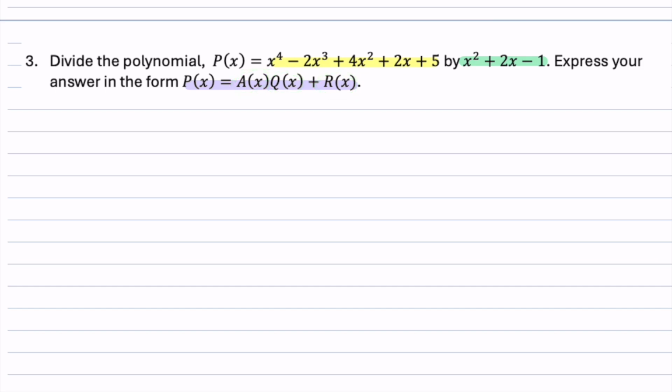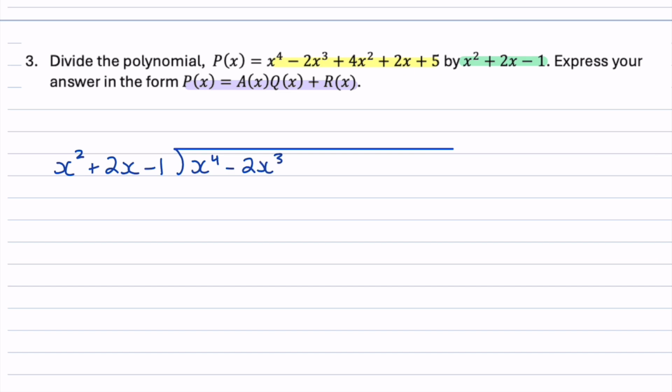So here, I'm going to set up my long division. So I have my quadratic x squared plus 2x minus 1. And then I'm going to bring my polynomial underneath here. So here, it's very similar to what we were doing before. We're going to follow the same process, except this time I've got an extra term here that I'm going to have to account for. So very similar process to start with.